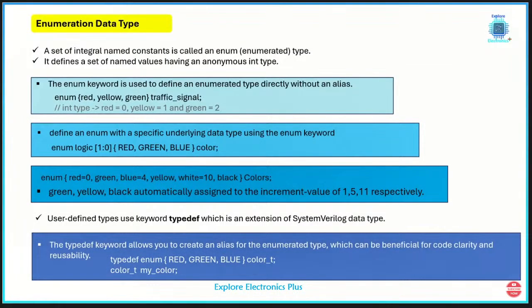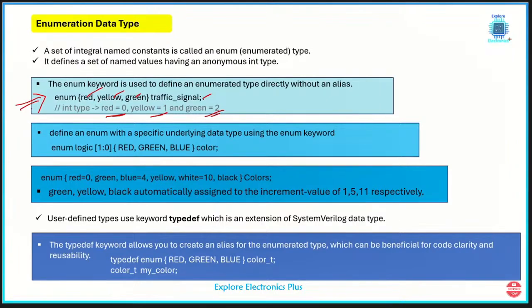Then comes enumeration data type. Enumeration data type is a set of integral named constants. It means we have a constant representation which carries integer values by its own. Suppose you see the example here: enum, within the curly braces we have red, yellow, green, and the name is given as traffic signal. Here by default red will take a value 0, yellow will take value 1, and green will take value 2. Whenever you use red in your code, it will take a value of 0 by default. Then yellow will be 1, green will be 2.